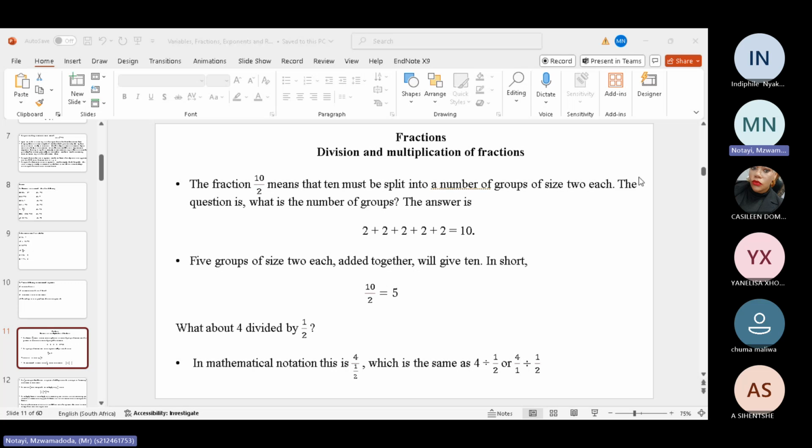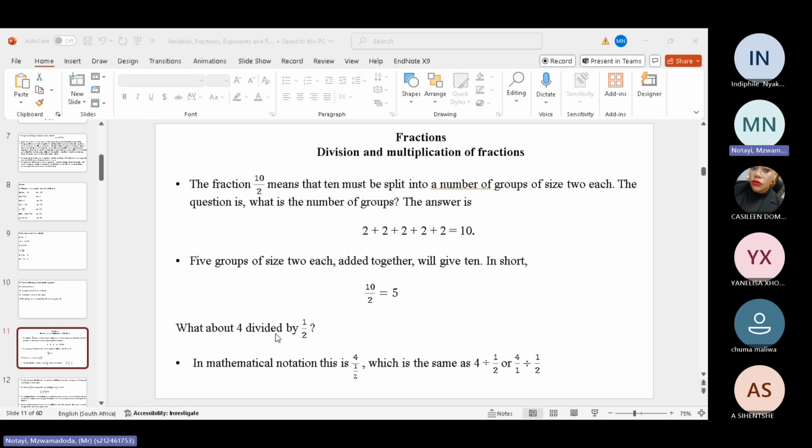Okay, so we look at the division and multiplication of fractions. The fraction 10 over 2 means that 10 must be split into a number of groups of size 2 each. So the question is, what is the number of groups? The answer is 2 plus 2 plus 2 plus 2 plus 2, which is equal to 10. So 5 groups of size 2 each added together will give us 10. In short, 10 divided by 2 is equal to 5.